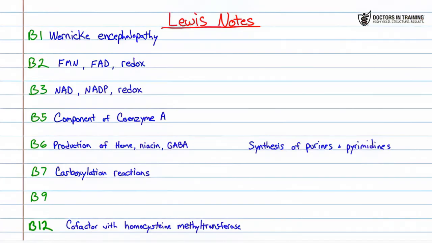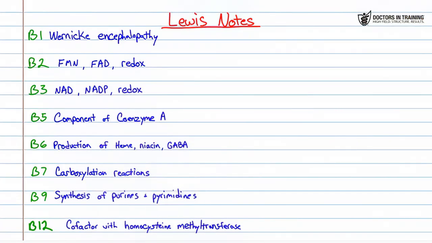And then finally, we have synthesis of purines and pyrimidines. That's going to be your B9. That one's also important with DNA repair. And you might see this with deficiency with drugs, things like phenytoin, sulfonamides, trimethoprim, methotrexate as well. So that's folic acid. So in pregnancy, you're going to see neural tube defects. You're also going to see some megaloblastic anemia as well.